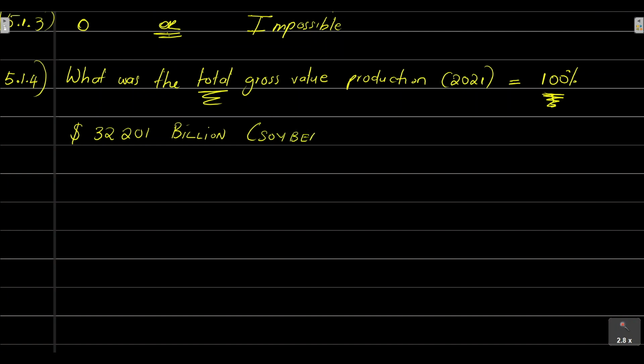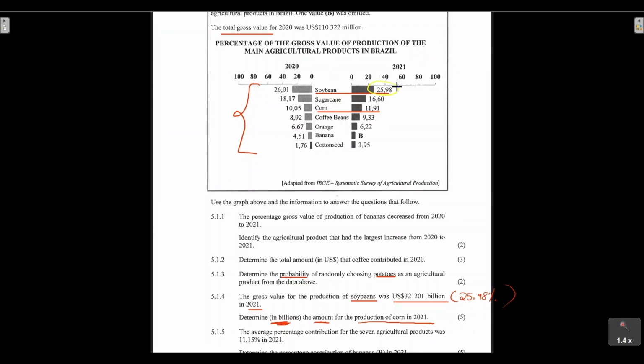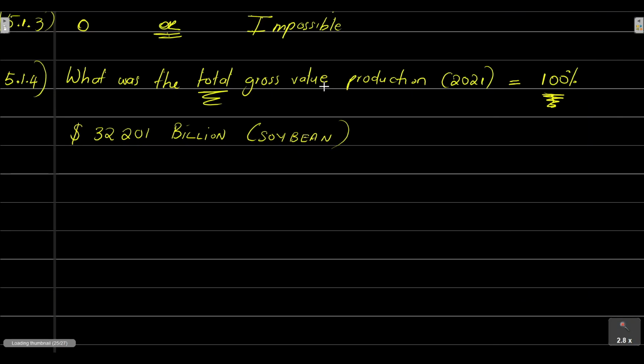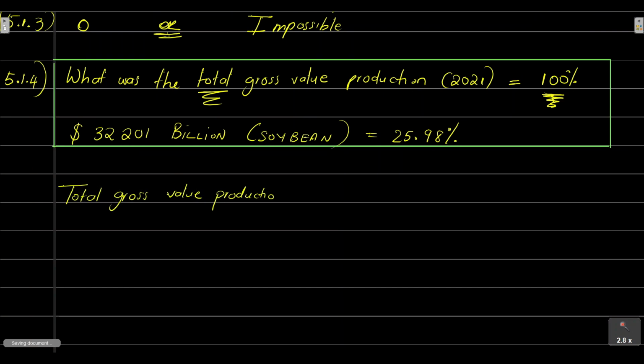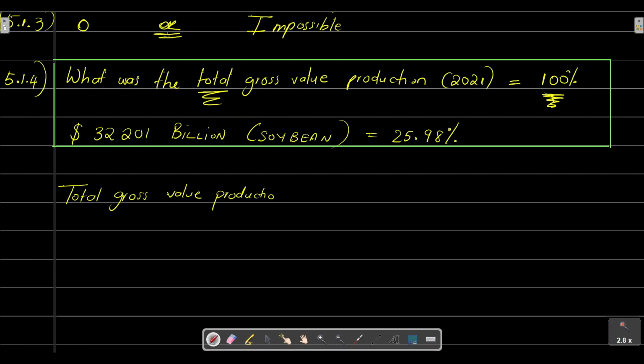And what is the percentage? This value represents what percent? Remember, we said the soybean is 25.98%. So this value represents 25.98% out of that 100%. Now in order for us to get the total gross value for production, you need to multiply by what you want and you need to divide by what you have.